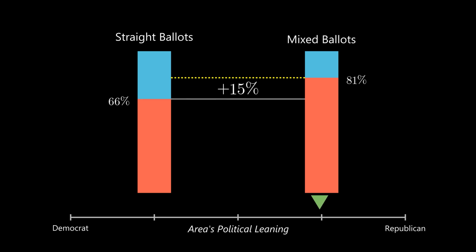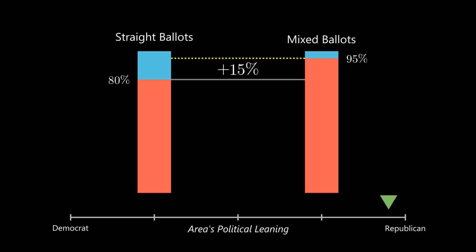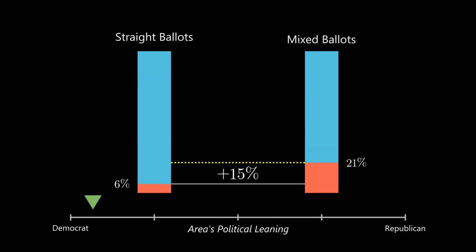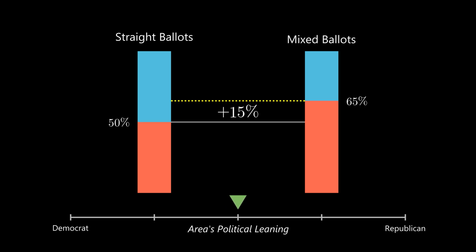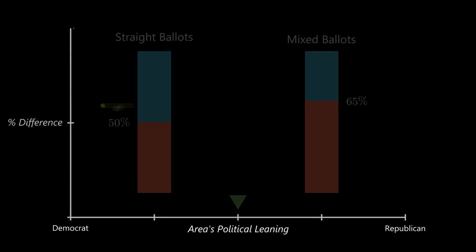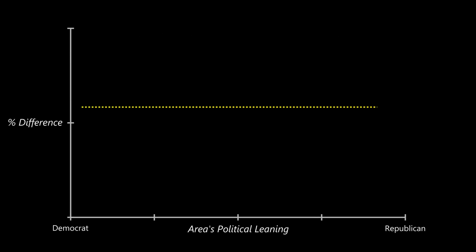We said that in red areas, both Trump and Republicans overall will be really popular. In blue areas, they'll both be really unpopular. That relative difference between ballot types shouldn't change much. So if we were to keep track of this difference between the two on the vertical axis, it should look like a straight line.